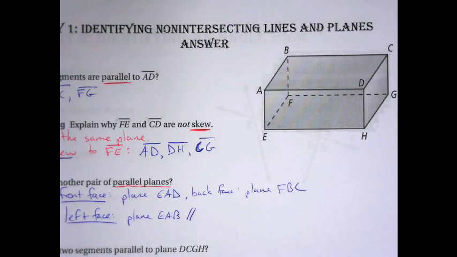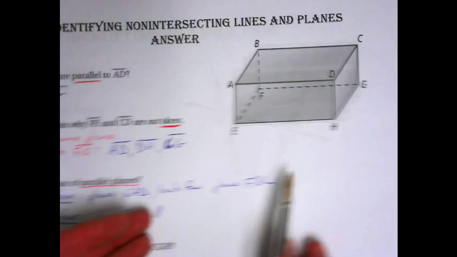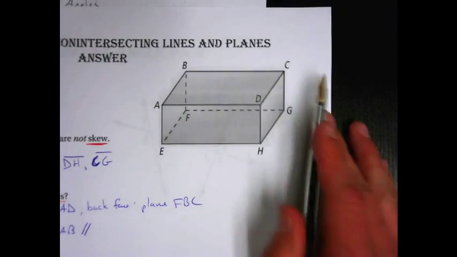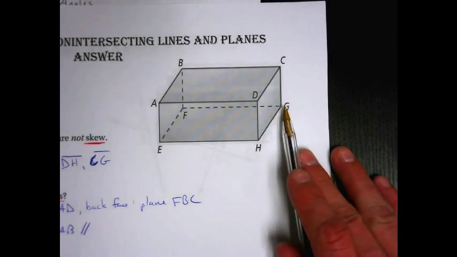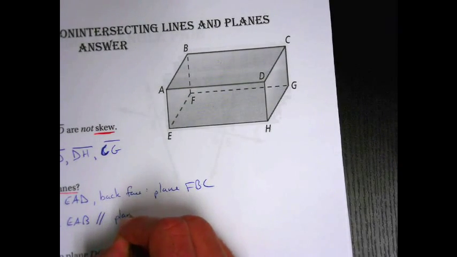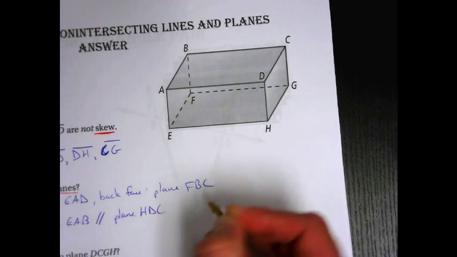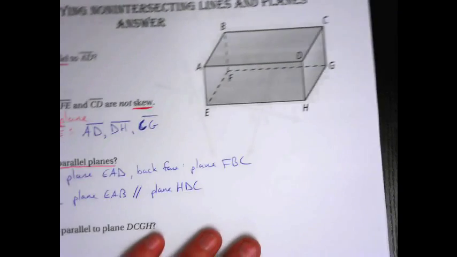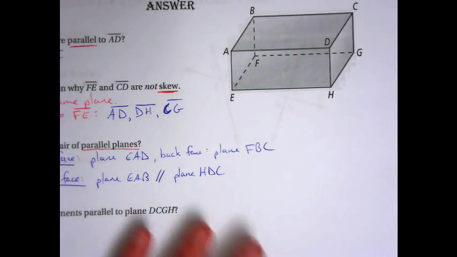Check out that shorthand. The left face, plane EAB, would be parallel to the right face, which is over on this side. So that would be plane HDC, or however else you would like to name it. So we have our parallel planes. That's how that works.